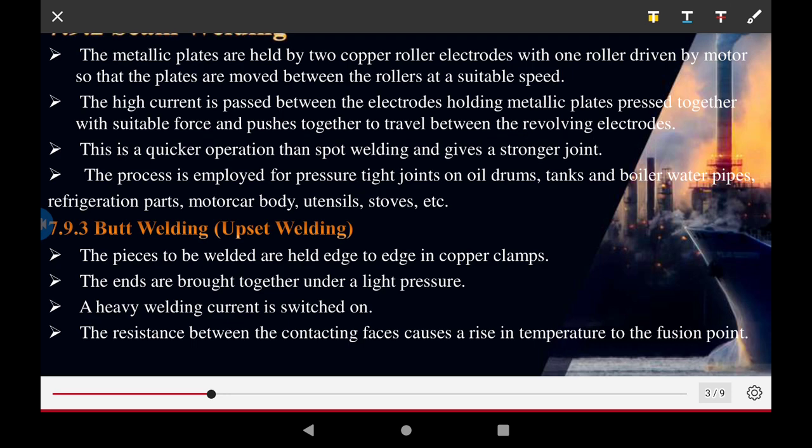This is a quick operation for spot welding. The spot welding operation is given for a very strong joint. The process is employed for pressure-tight joints on oil drums, tanks, boilers, water pipes, refrigerator parts, motor bodies, and motor car bodies, and is used in welding operations.